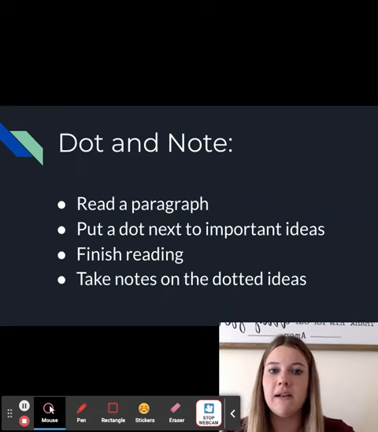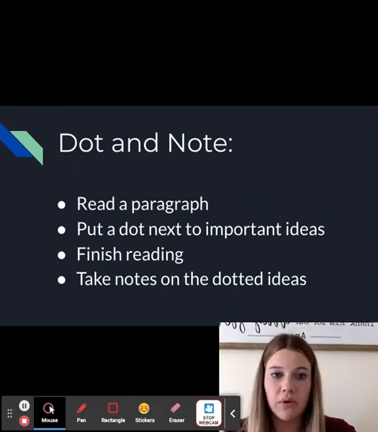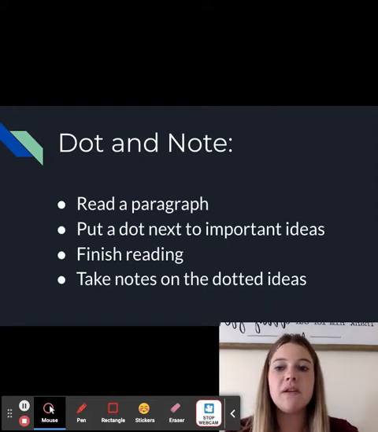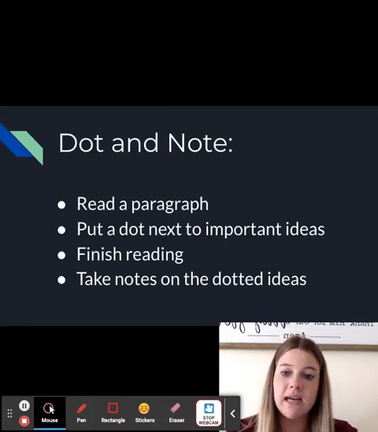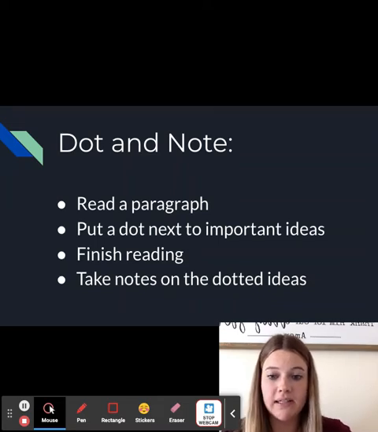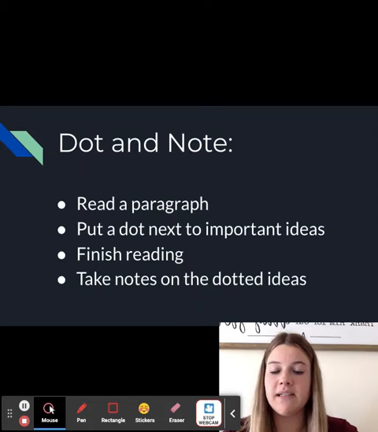Similar to read and pause is dot and note. So this is something that you can do so that you don't interrupt your reading flow. So dot and note, that's where students read a paragraph and then they put a dot next to important ideas and they finish reading the text. When they're all done reading a text, they go back and they look at those dotted ideas and then they take notes based on them. So like I mentioned, this is something that doesn't interrupt your reading flow, but it still makes note of the important ideas and it still makes sure that you're staying focused while you read the text.